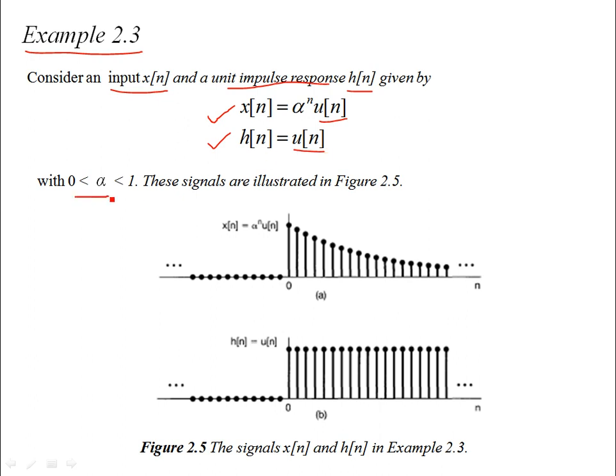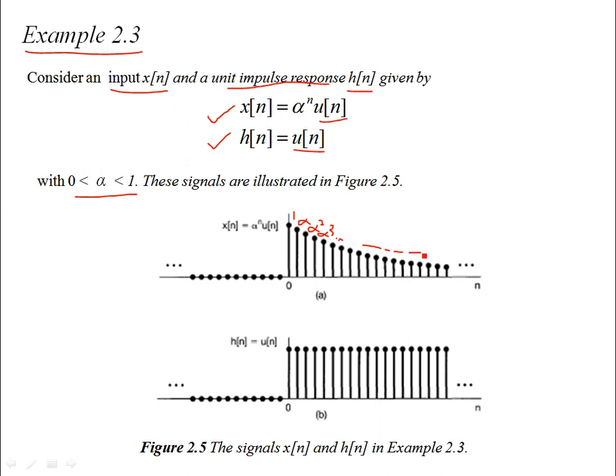So alpha is indicated as a positive real fraction whose magnitude is less than 1. Since alpha is less than 1, with the positive powers of n you have a decreasing trend, so it's a decreasing exponential sequence. For example, the first value is 1, then you have alpha, since the magnitude of alpha is less than 1. The second sample is alpha squared, and so on. For n equal to 2 it's alpha squared, for n equal to 3 this is alpha cube, and this continues.